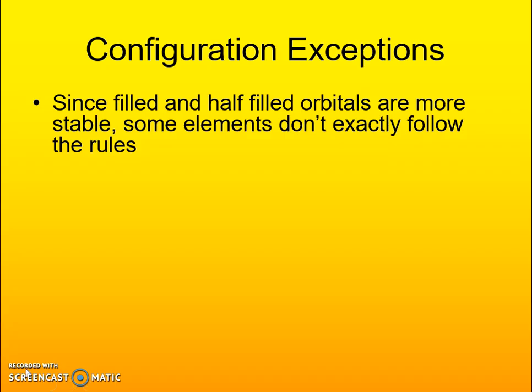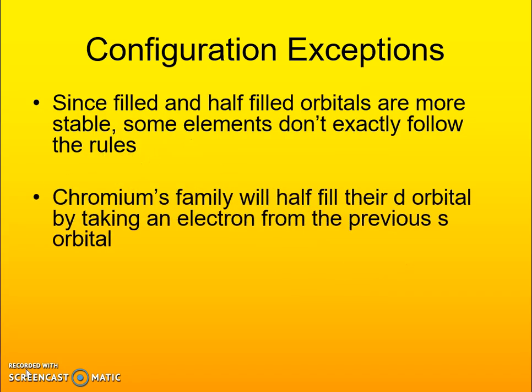So when doing our electron configurations, if you were to start at 1 hydrogen and work your way all the way up to number 23 vanadium, then you would have no issues at all. But all of a sudden, once you get to 24 chromium, it takes a little turn, a little trickiness, because again, these half-filled orbitals are more stable than partially filled orbitals.